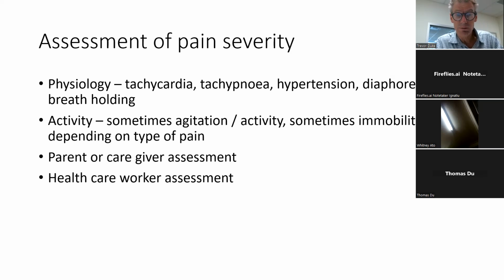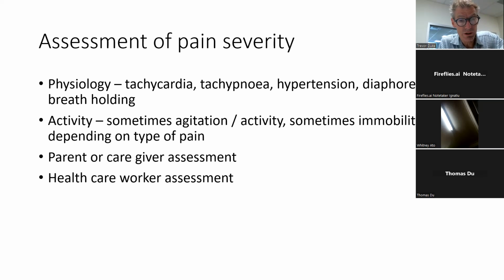Their activity can vary depending on the type of pain. And as I said, sometimes it can be agitation and a heightened level of activity. And sometimes it could be immobility because every time they move, it makes the pain worse, such as with appendicitis. Whereas other children with other forms of abdominal pain, like renal colic, will be writhing around the bed and not being able to lie still.